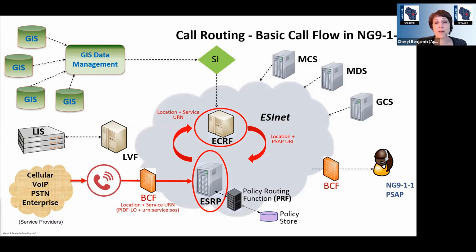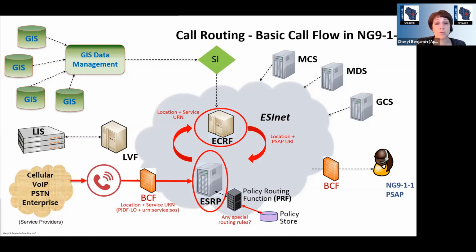Okay, so moving on. The ECRF is going to return that PSAP URI to the ESRP, your traffic cop. But before the traffic cop moves it along in the system, it first needs to check the policy routing function. And it's going to query it for any special rules that may alter the normal route of the call. And it's going to be based upon predefined criteria. For example, is there a known outage, a busy condition? Is there planned maintenance? Is there a special event, something that may change where the call should be routed to?